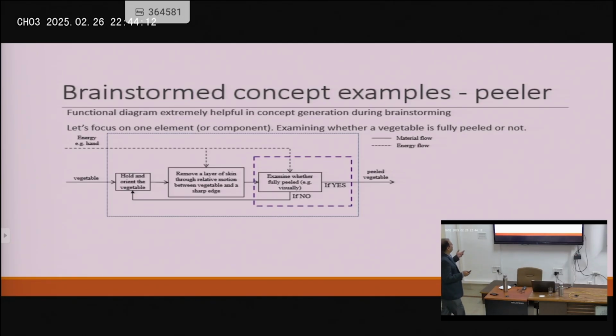So here I said, okay, in the functional diagram, we just hold and orient the vegetable, okay? You might think, what is the point of that? Well, guess what? You do it. You don't just take a vegetable and start peeling away here. You orient and hold it so that the surface that needs to be peeled gets peeled. Remove a layer of skin through relative motion, vegetable with a sharp edge. Okay. And examine whether fully peeled or not.